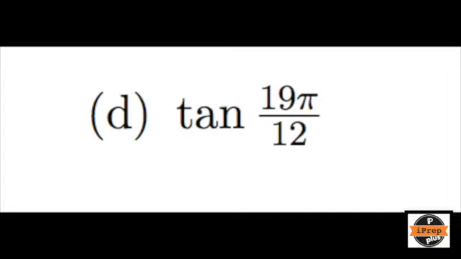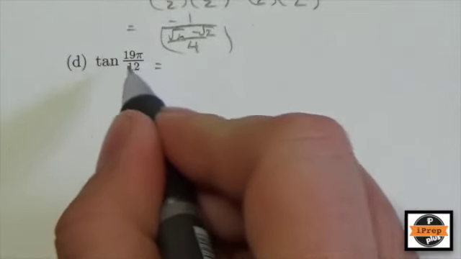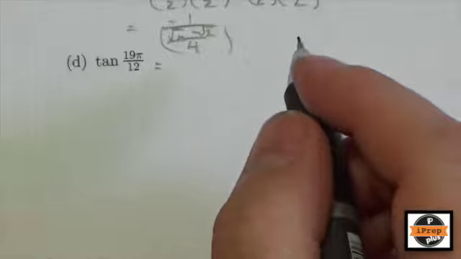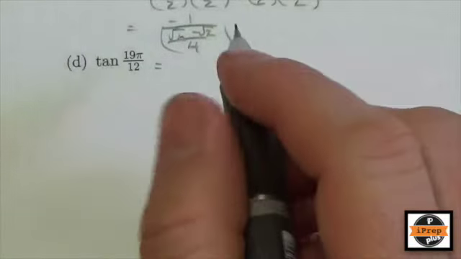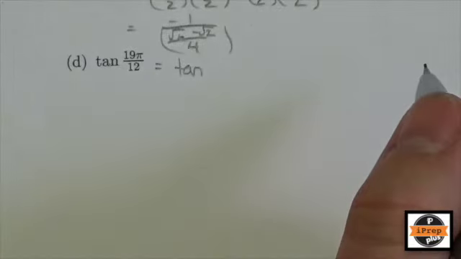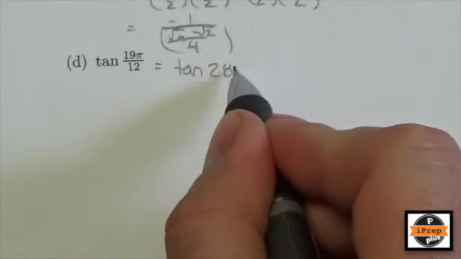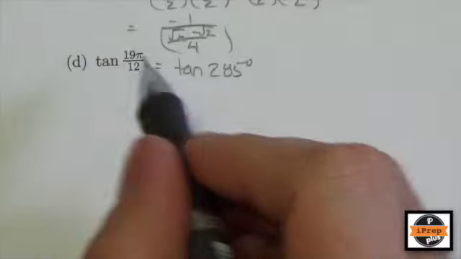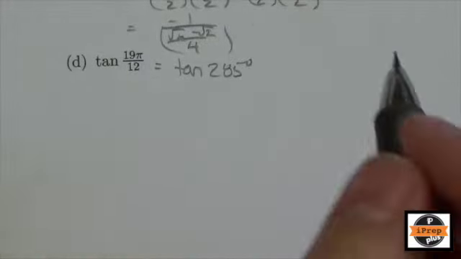The tangent of 19 pi over 12. All right, in this case, as with the previous one, I really don't want to work with the angle in terms of radians because I'm just not seeing the connection quite as cleanly. So I'm going to convert that 19 pi over 12 into degrees. Now we will get 285 degrees just by replacing the pi with 180.